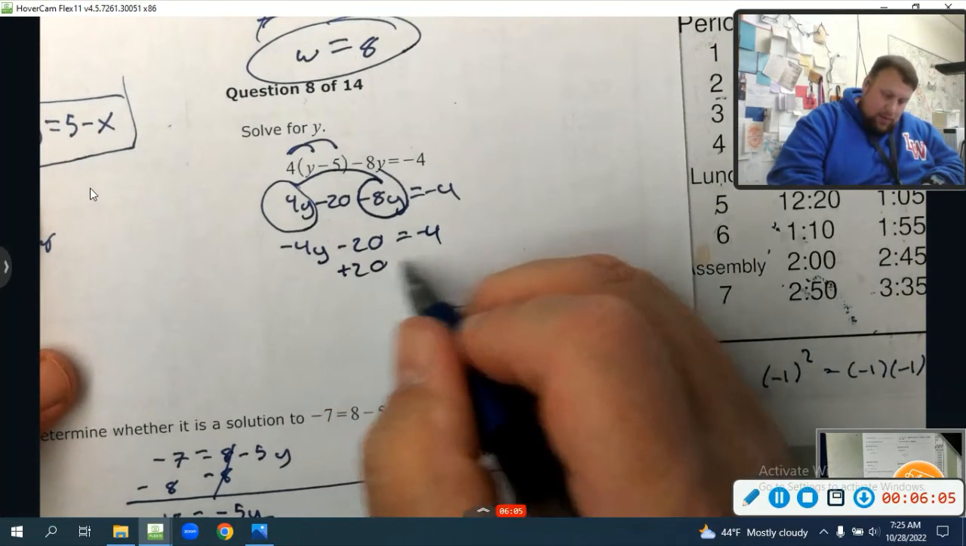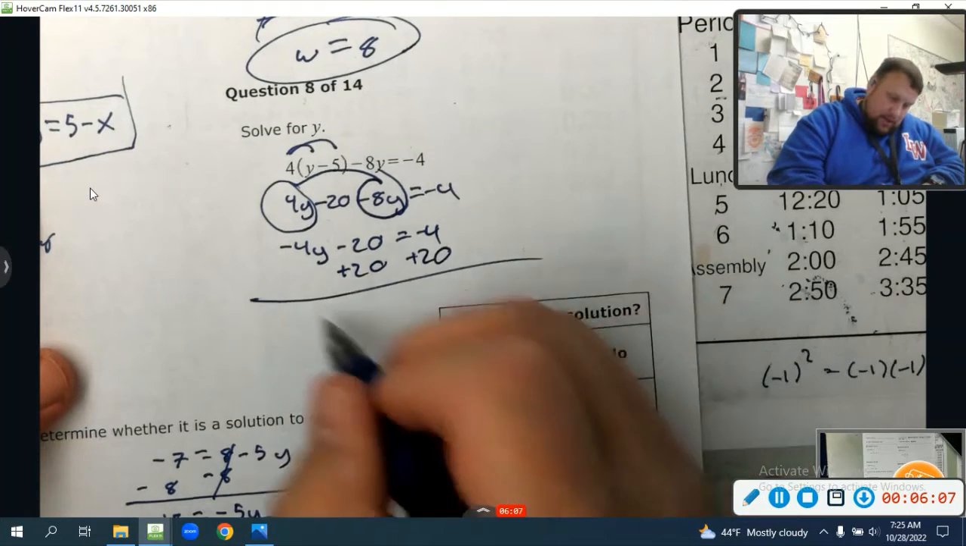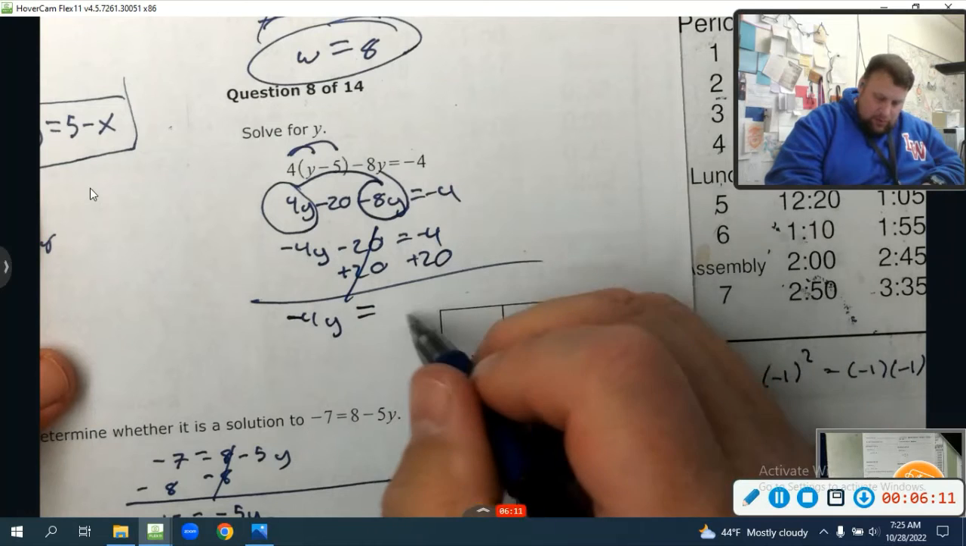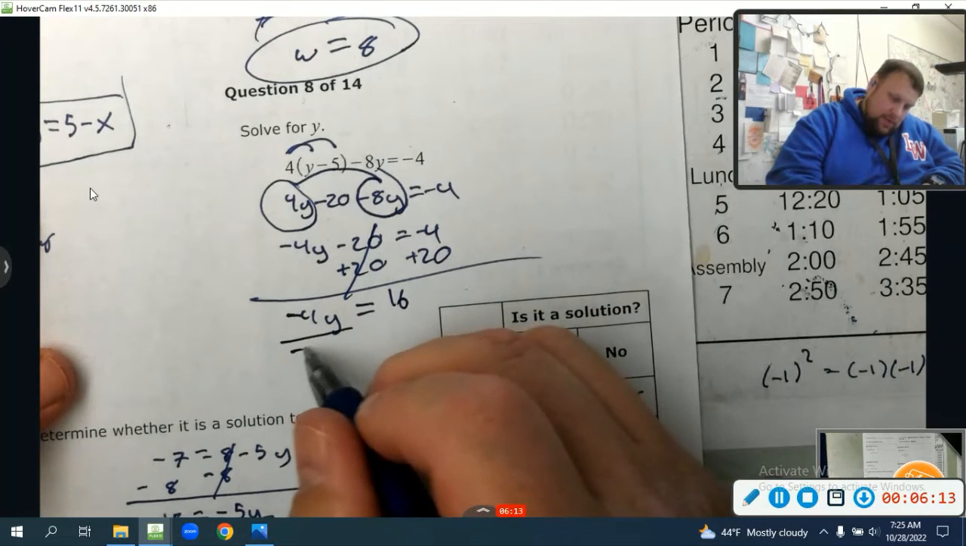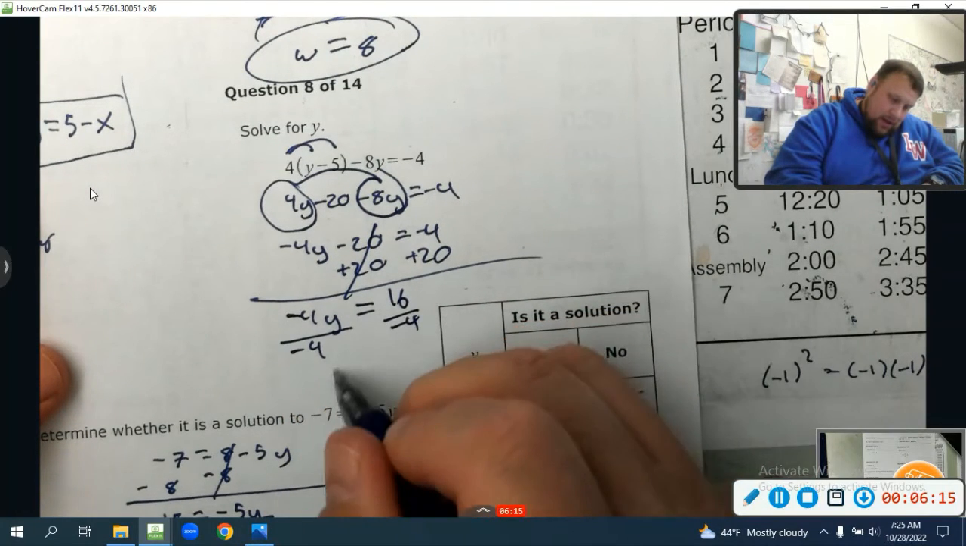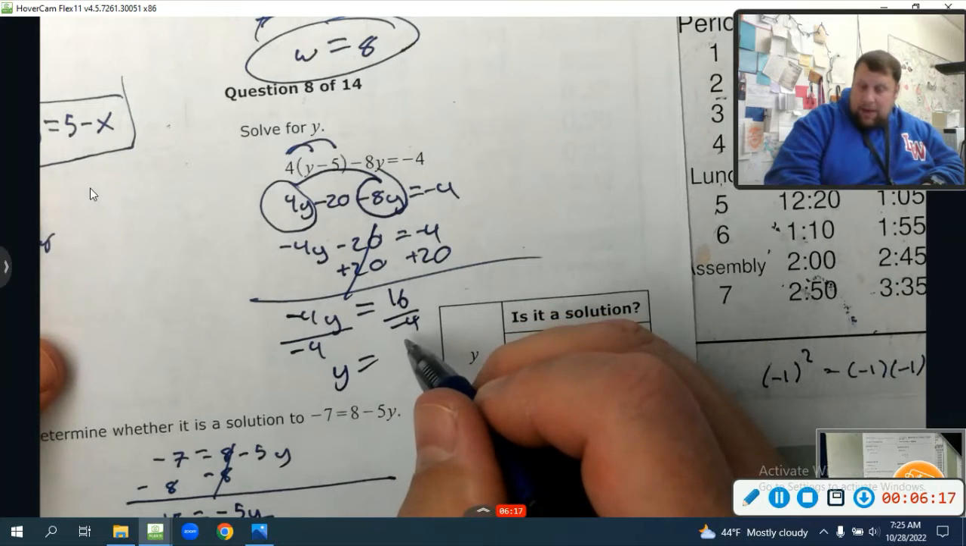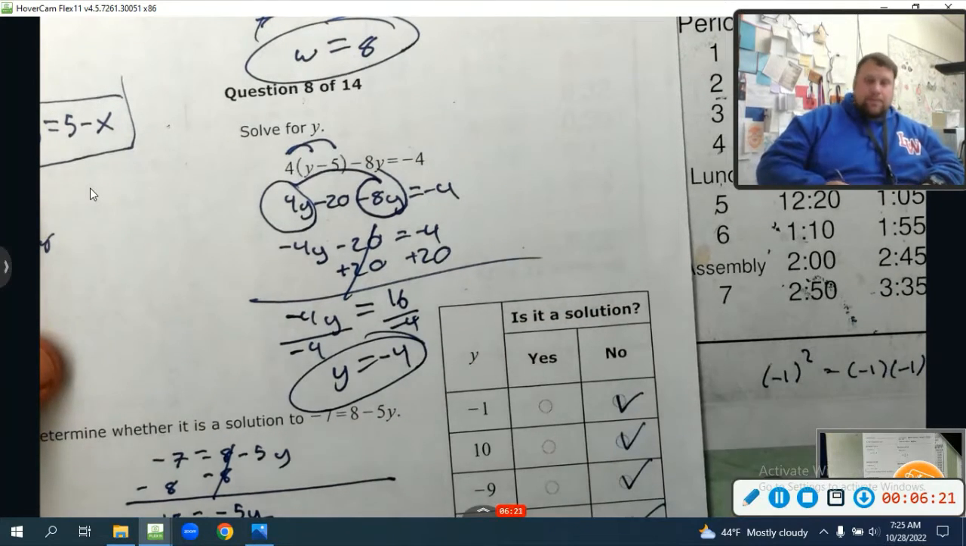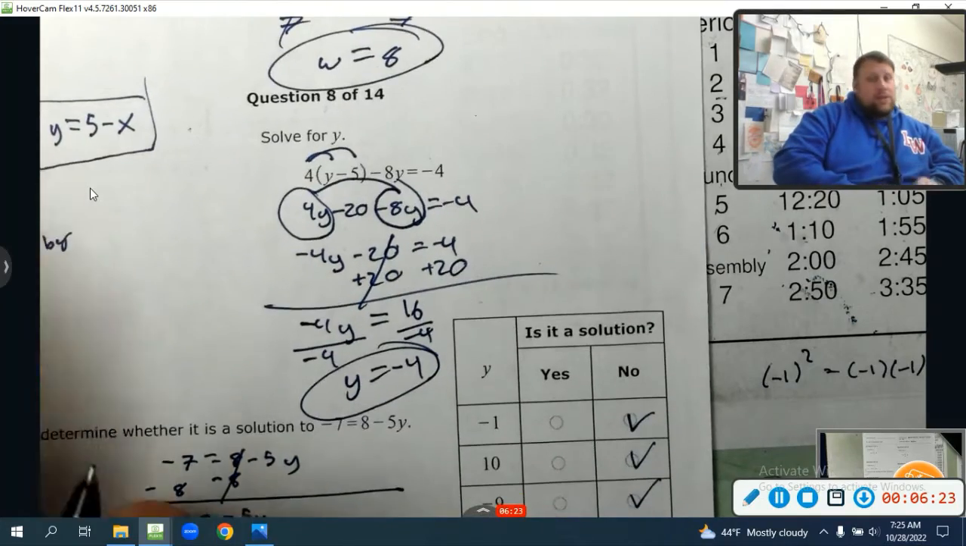Add that 20 to both sides. Negative 4y, it's gone, equals positive 16. Divide both sides by negative 4. And I get that y equals positive divided by negative is negative, and that's negative 4. That's page 1. This is good math, man.